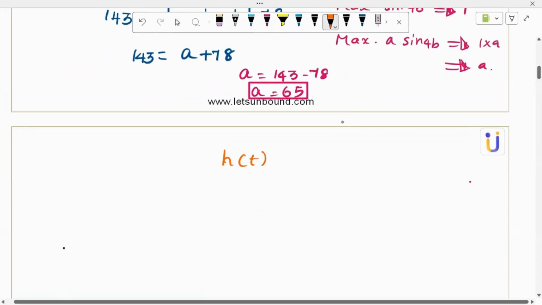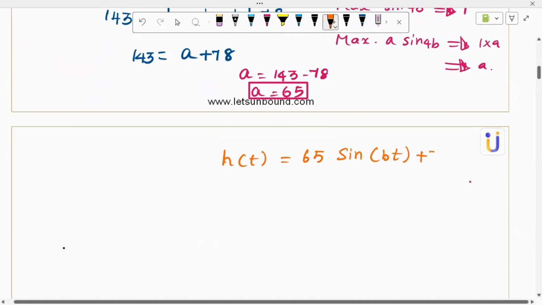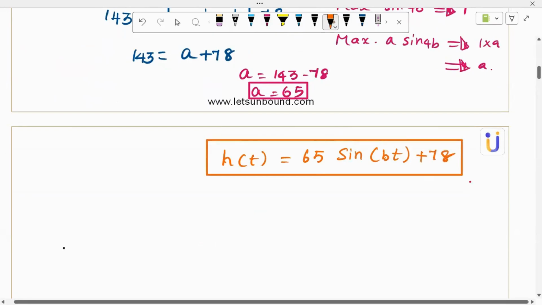Now the equation got a little updated. My function model, h of t, equals 65 sine bt plus 78. Okay, only b is missing. Let's see how to find b. Again, let me redo the same. t is equal to 4 and h of 4 is 143. Let's see what happens.